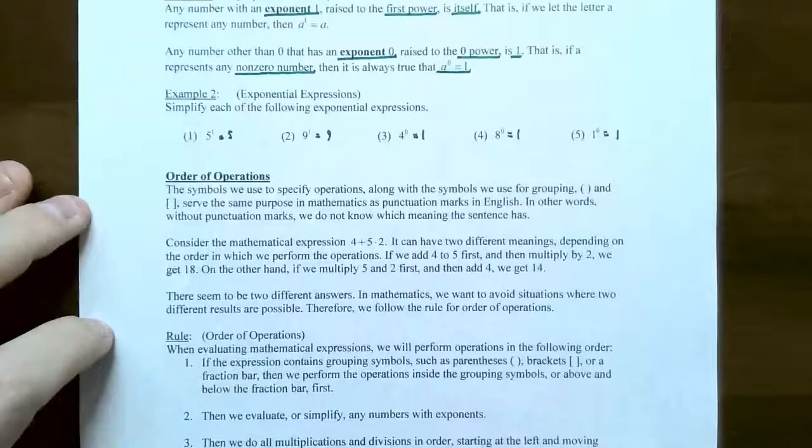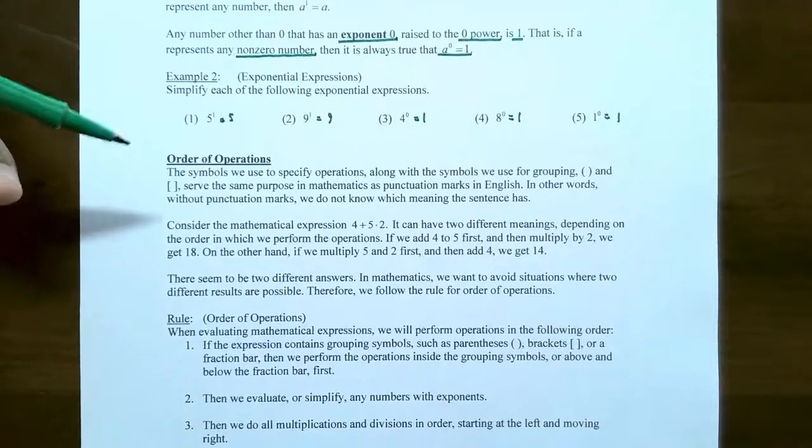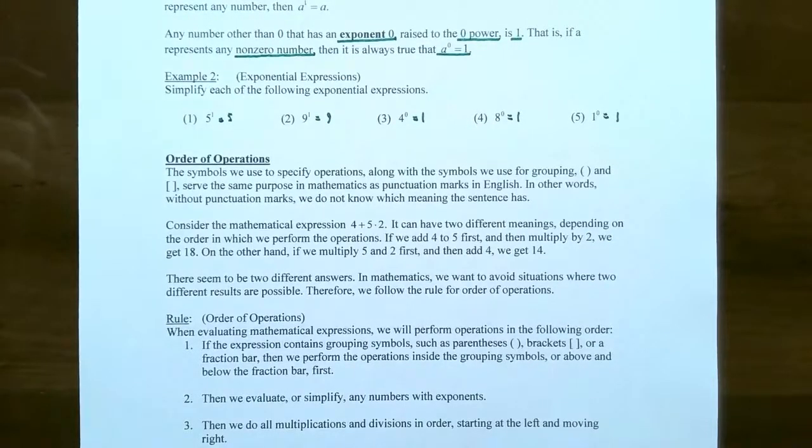Okay, so now that we finished talking about exponential expressions, let's move on to order of operations. So the reason why we have order of operations. Suppose that you have several different operations in one expression. Well, which operation do you do first? Which one do you do second? If you have more than two, which one do you do first, second, and third?